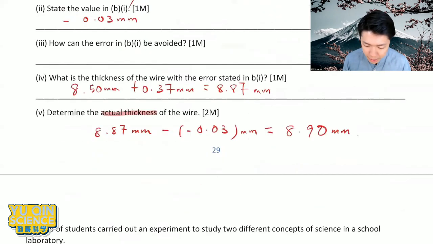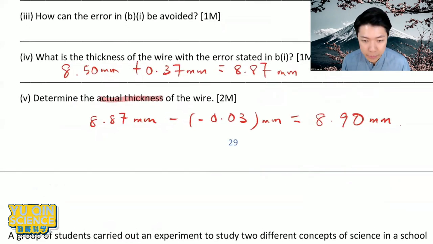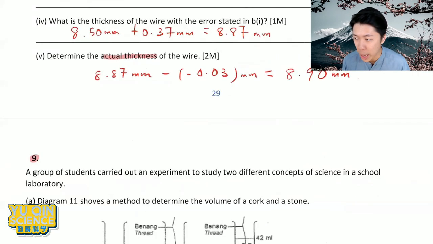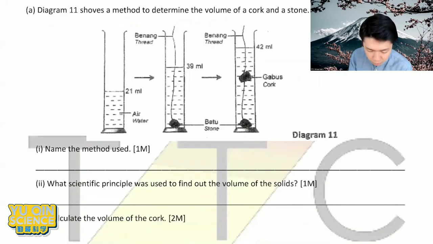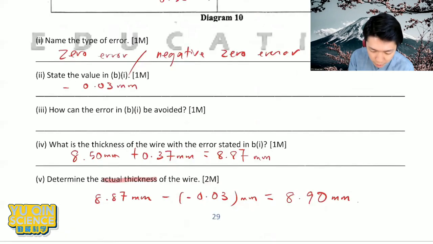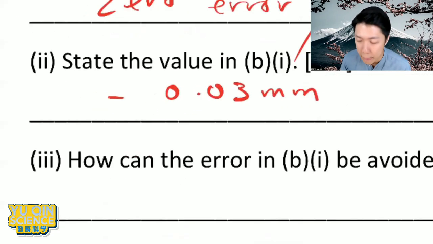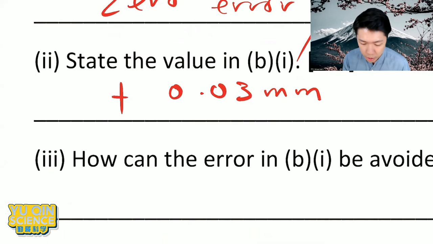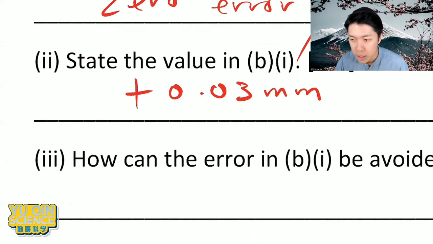So is everyone clear with the calculation? No problem already? Okay, maybe we can look at maybe one more. If positive zero error, then you don't have to write negative, just positive. You want to write positive also can. You want to do positive 0.03 also can. But or else just, yeah, we will just do a positive to show that it's a positive.